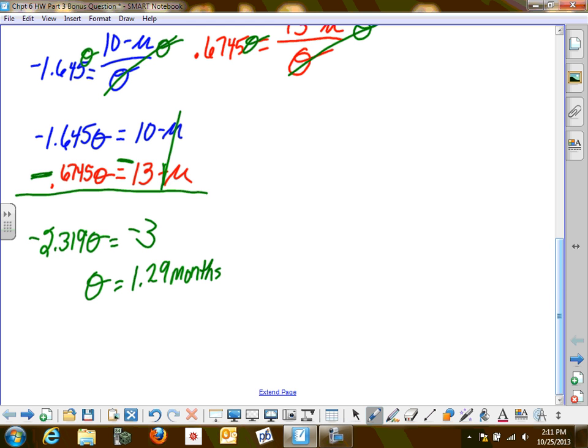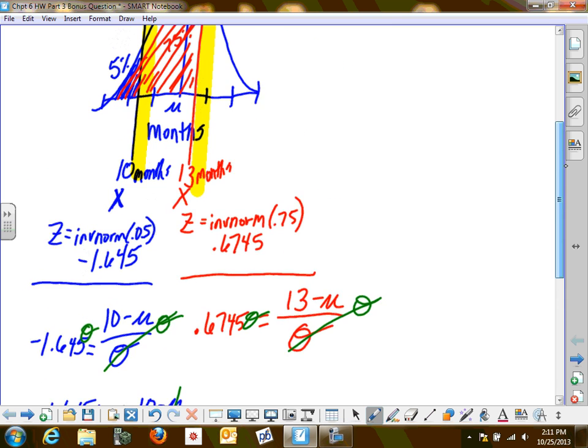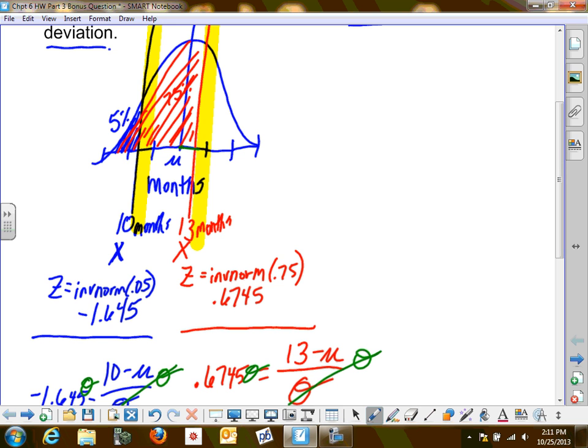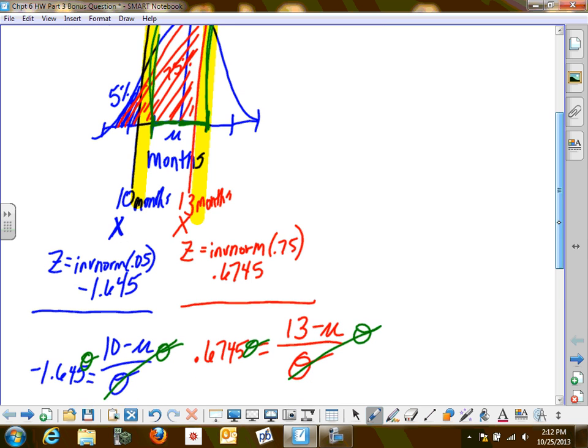So there we go. Up here in my picture, this distance right here is 1.29 months, and going down here is 1.29 months. So in essence, I could say that 68% of the babies are contained within about 2.5 months. Within a span of about 2.5 months, 68% of the babies are learning how to walk, because I just added that total distance, and that's 68%.